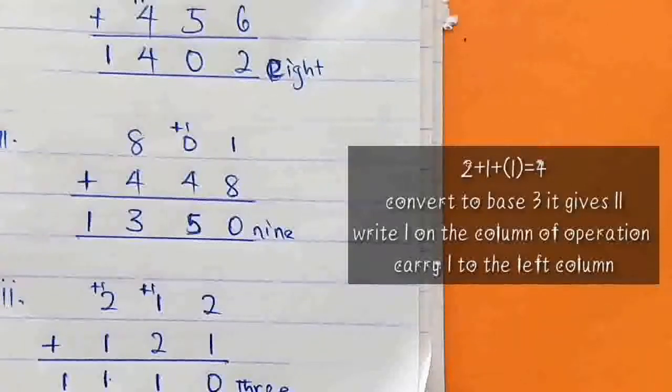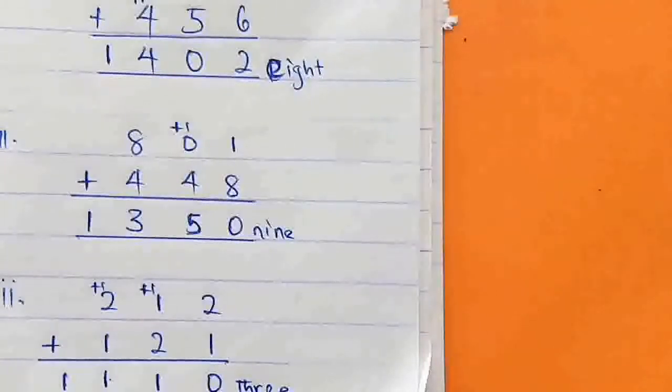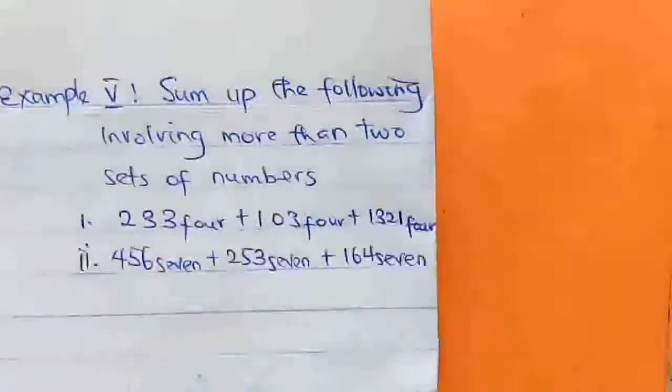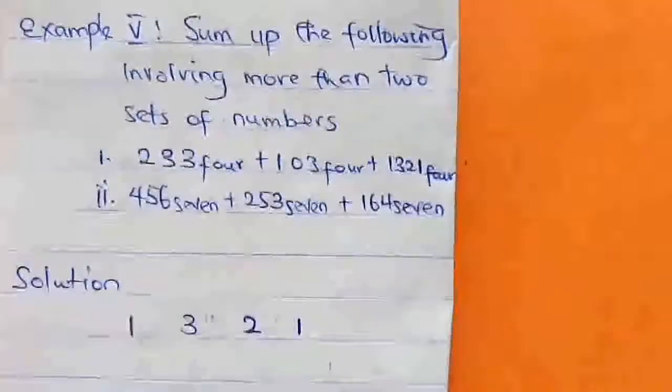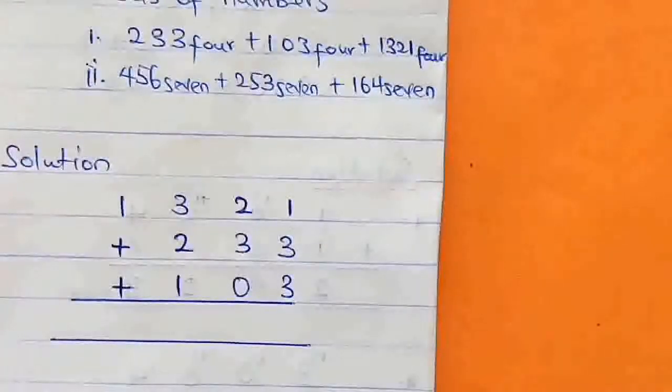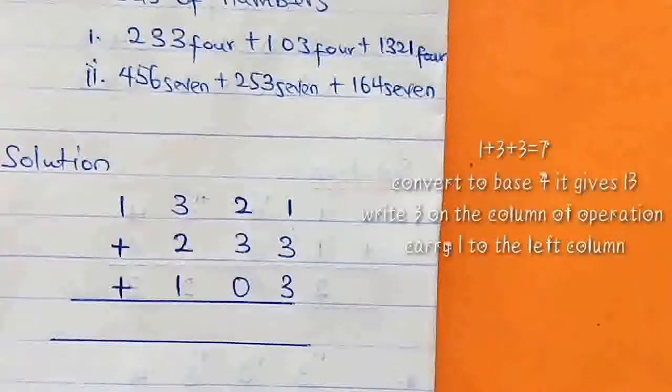Now let's move to base 4 and base 7. But here, addition in other bases involving more than 2 sets of number. Here we've been doing only 2 sets of number. Let's introduce something like 3 sets of number. Mostly, it's going to help us in our multiplication. This work is in base 4. Therefore, 1 plus 3 will give us 4, plus 3 will give us 7. Convert 7 to base 4, we will have 1 and 3.